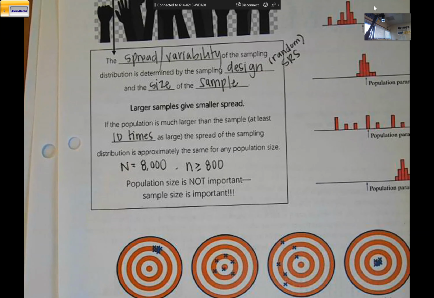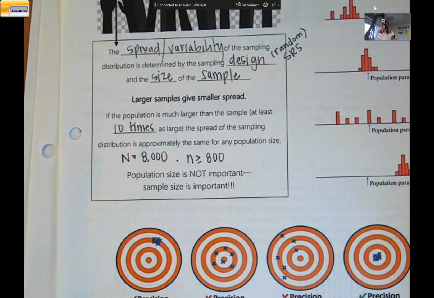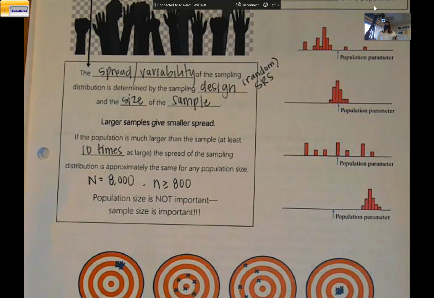Does that make a little bit of sense? So 800 and above, or 10% and above, and the variability will be the same. Population size is not important. The only thing that is important is your sample size. So it doesn't matter if your population is 8,000 or 80. In that case, if it were 80, as long as you sample 8 people, the variability will be the same for 8 and higher. So first thing is variability.